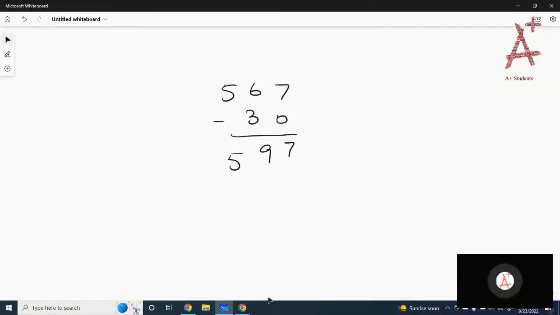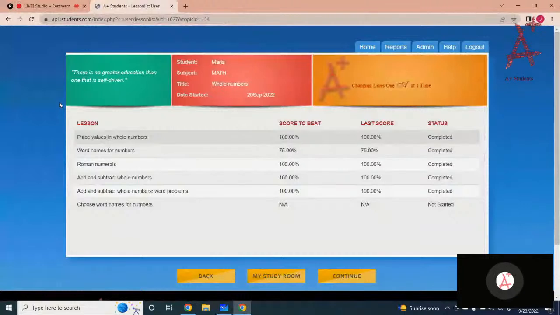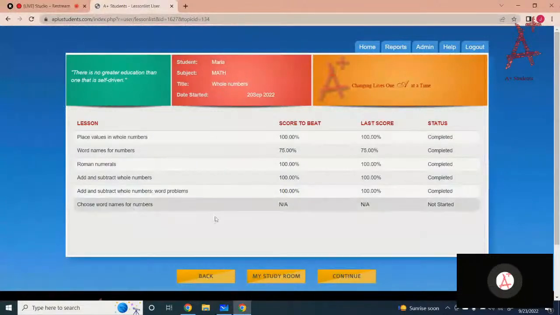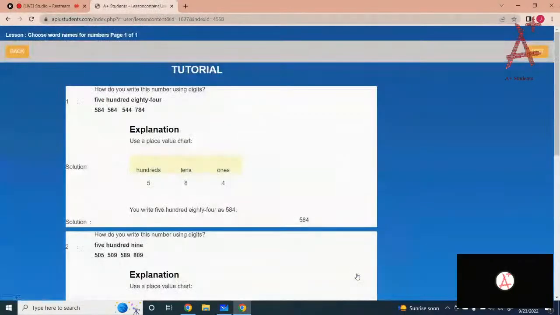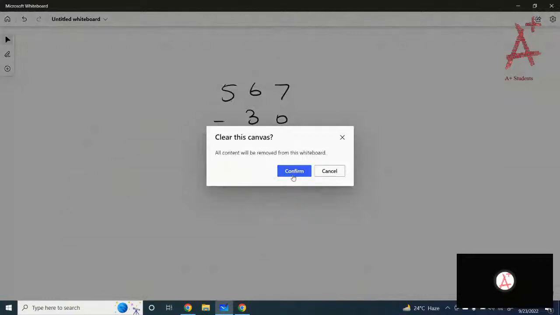You can find the next lesson just by clicking on this back button, and we are on the next lesson. The next lesson is choose word names for numbers. Okay, so let's start with the examples. Okay, how do you write the number using digits? And the number is 305. So how do we write it?